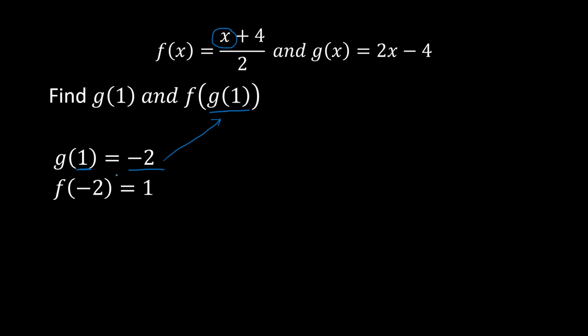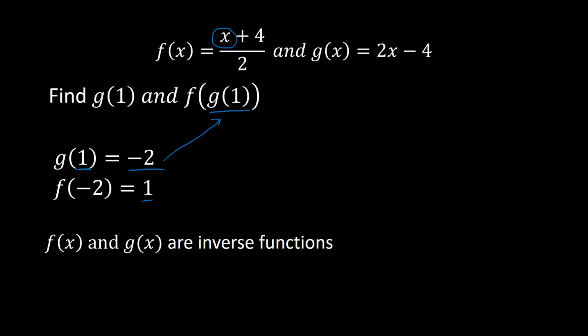Notice that the two functions undo each other. I start with a 1, I get a negative 2, then I put a negative 2 in, get a 1. I'm right back to where I started. So the f function undoes the g function. So we would say that those are inverse functions. Just like addition and subtraction are inverse operations, because addition would undo subtraction. If we added 4 and then subtracted 4, they would cancel each other out. Same idea here. These functions are undoing each other, so therefore they are what we call inverse functions.